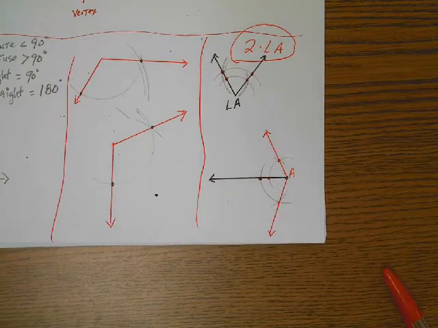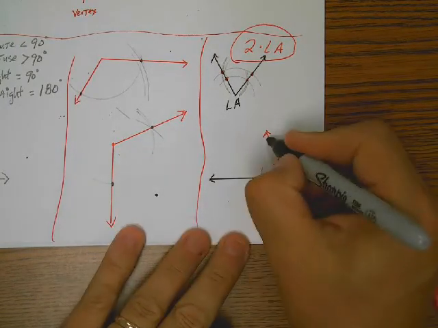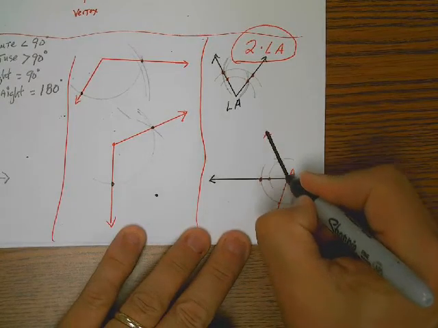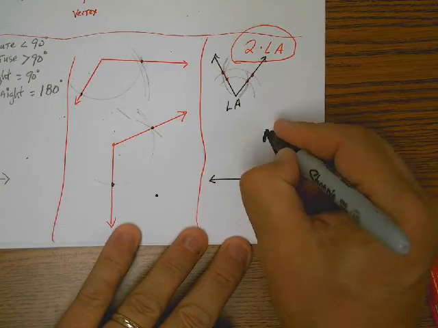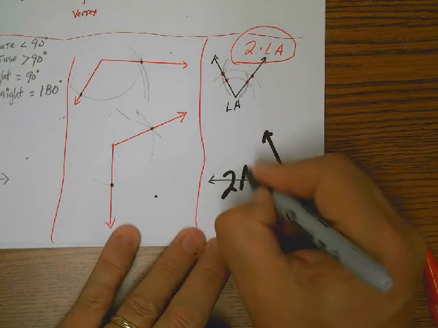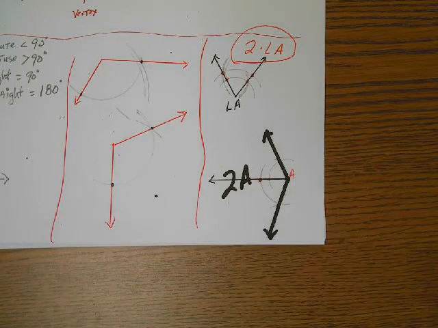All right, so I've copied the angle twice. So that means from here to the vertex to here, that is 2A. Okay, so that makes sense?